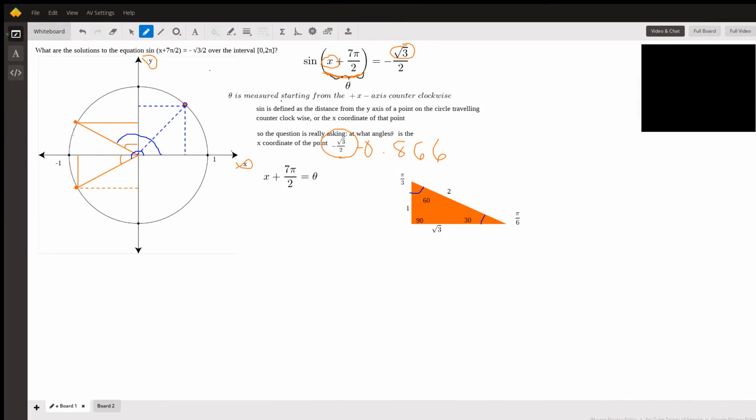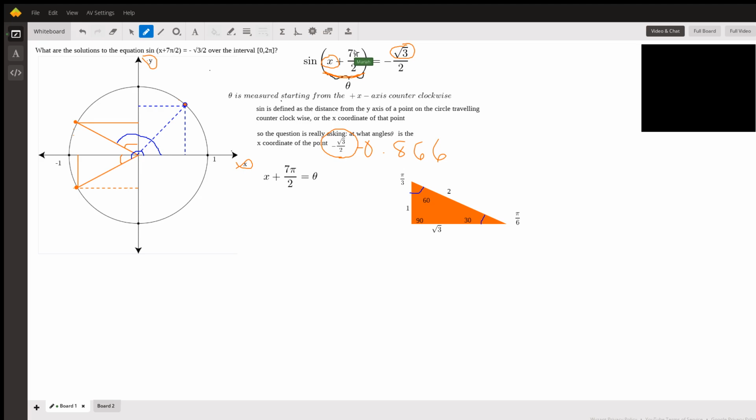Okay, so I want to give you some tools to solve equations like the following, or to find solutions to situations like the following. What are the solutions to the equation sine of x plus 7 pi over 2? Now, in this case, the x is an angle, not the x coordinate, equals negative square root 3 over 2 on the interval 0 to 2 pi.